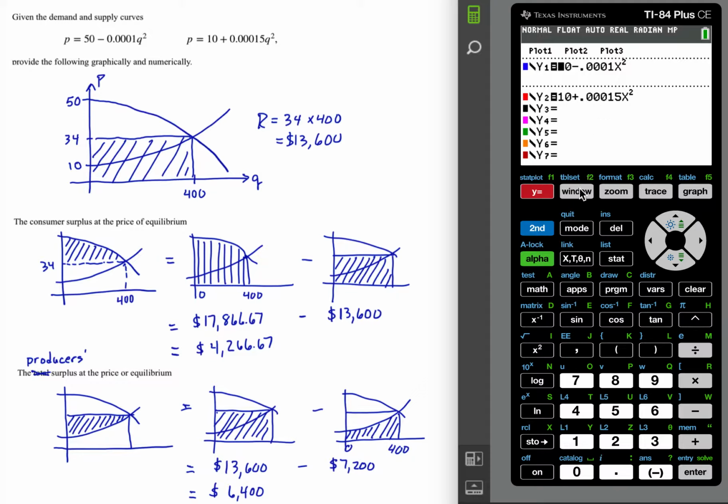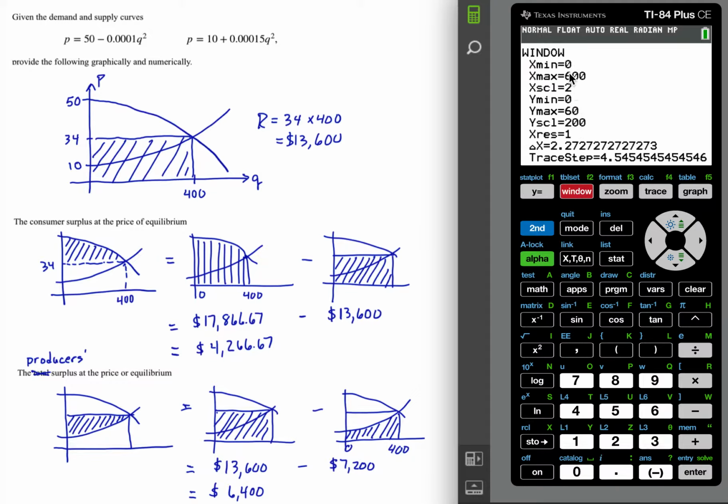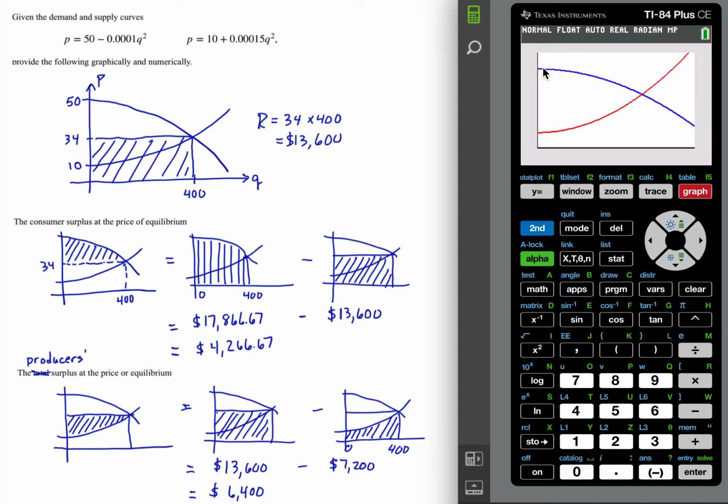Then I'm going to set a window. My window here is going to be from 0 to 600 for the x's, and for the y's, I'm going to set it from 0 to 60. Then I'll press graph, and here I have the demand curve and the supply curve.